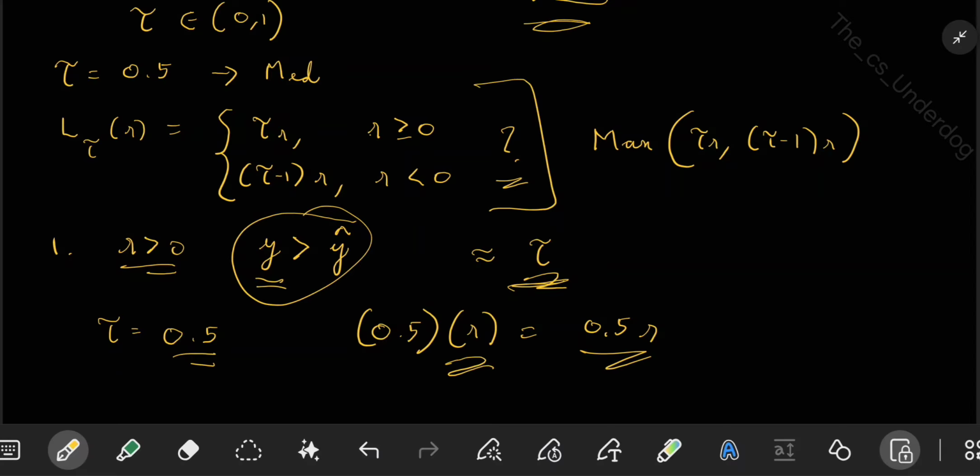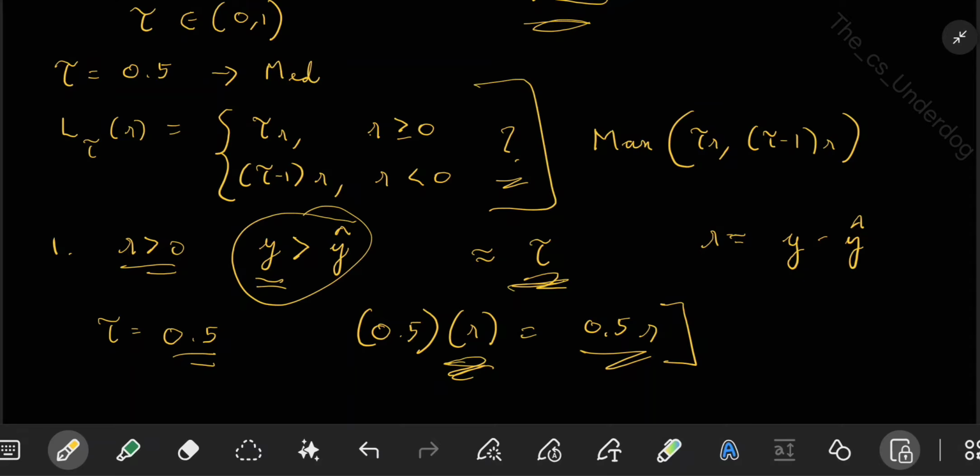What if r is negative? I'm showing underestimation and overestimation. If r is positive, that means you have underestimation. If r is negative, that means you have overestimation. Why is that? Because your residual is y minus y cap. If r is positive, that means y is larger, y cap is smaller. You did underestimation. You got a smaller value than the actually required value. So whenever r is positive, that means you did underestimation. Loss is 0.5 into r.